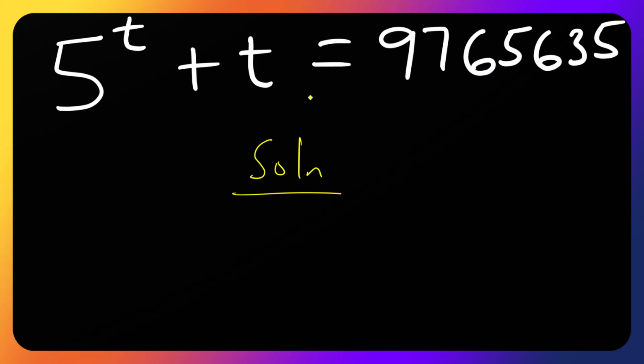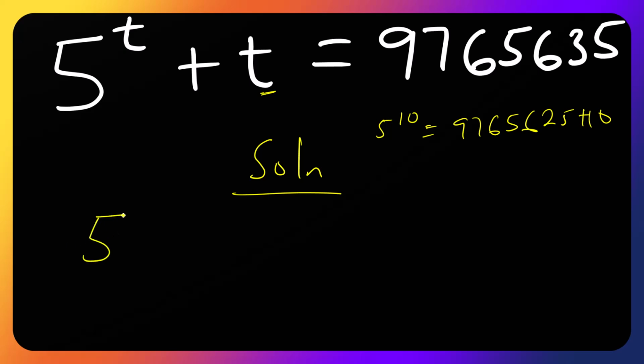because 5 to the power 10 on the calculator will be 9765625. Okay, plus 10 will give us 9765635. Okay, now let's get started.